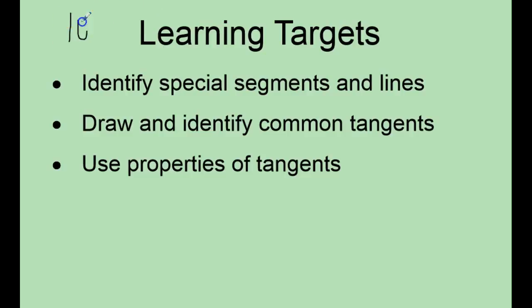Alright, here we're looking at section 10.1. In our learning targets for today, we're going to identify special segments and lines, then we're going to draw and identify common tangents, then thirdly we're going to use some properties of those tangents. Now remember, in this chapter we're only dealing with circles and different parts of circles, so we're always going to compare these back to what we're looking at.